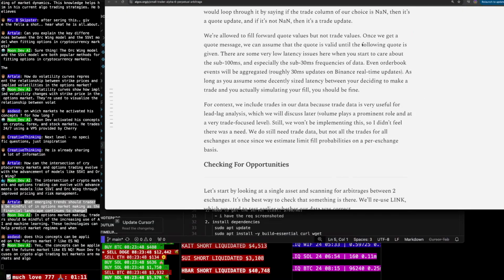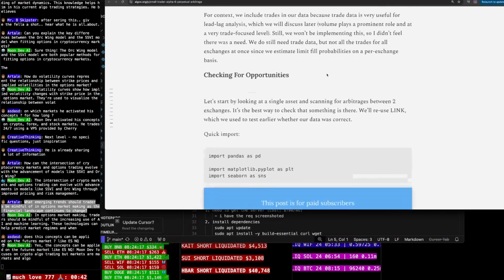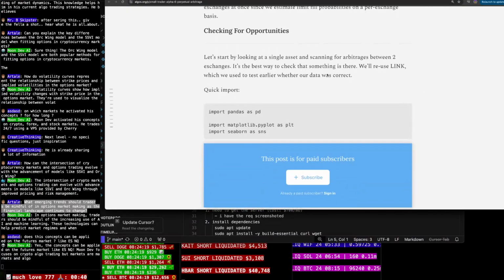For context, we include trades in our data because trade data is very useful for a lead lag analysis, which we will discuss later. Volume plays a prominent role at a very trade focused level still. We won't be implementing this, so I didn't feel there was a need. We do still need trade data, but not all the trades for all exchanges at once, since we estimate limit fill probabilities on a per exchange basis. Checking for opportunities.